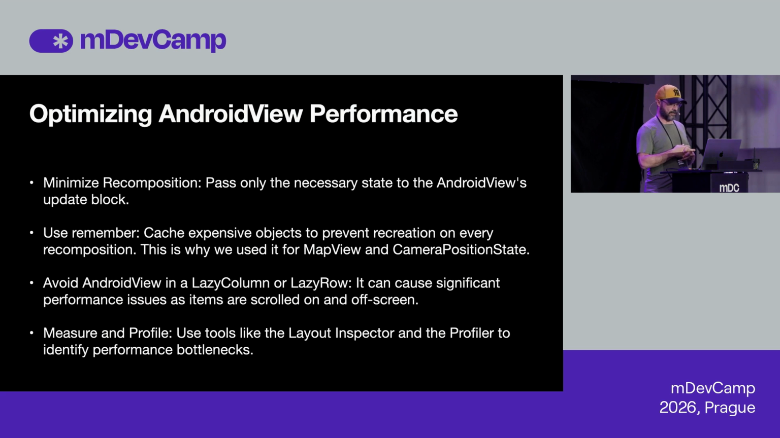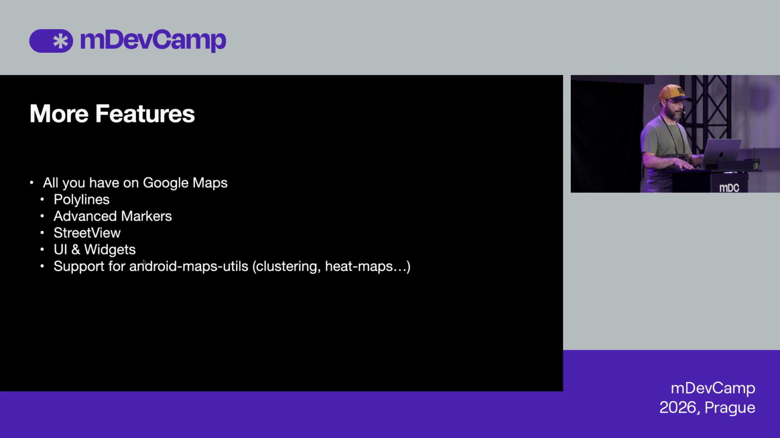And in general, you can use in Android Studio the layout inspector and the profiler to see where the performance bottlenecks are happening.